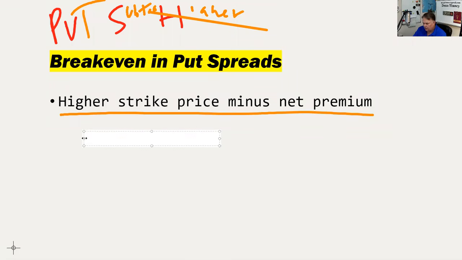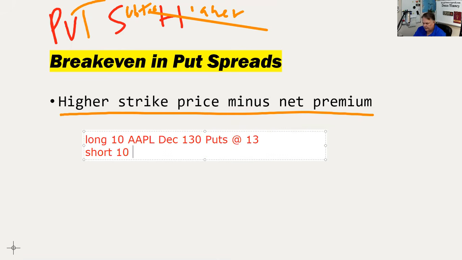And so we go long 10 Apple December 130 puts at 13, and we go short 10 Apple December 100 puts at 7.